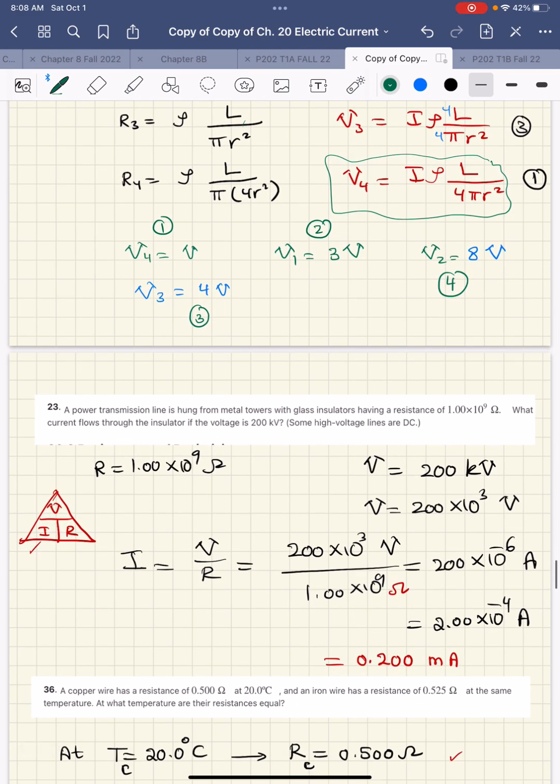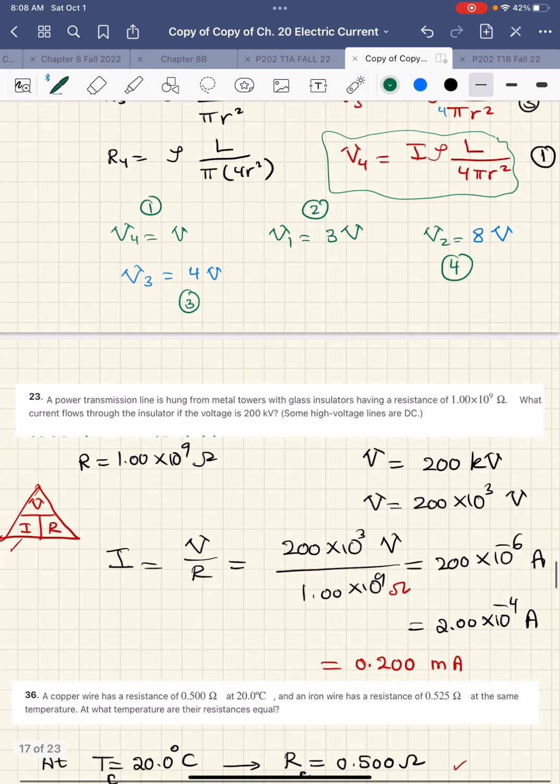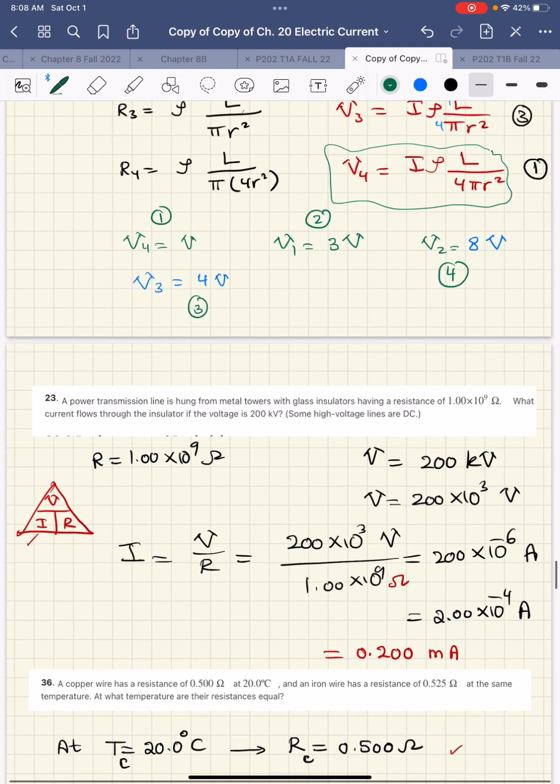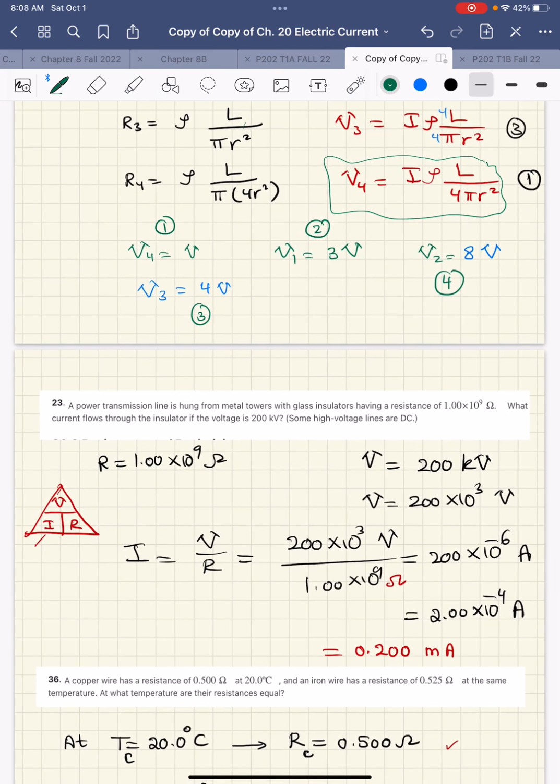Now, here I have another question. A power transmission line is hung from metal towers with glass insulators having resistance of 10⁹ ohms. What current flows through the insulator if the voltage is 200 kilovolts? Here I have V in kilovolts. I need to convert into volts, and then I is V divided by R, so it's going to be 200 times 10³ volts divided by 10⁹ ohms, and this is the current.